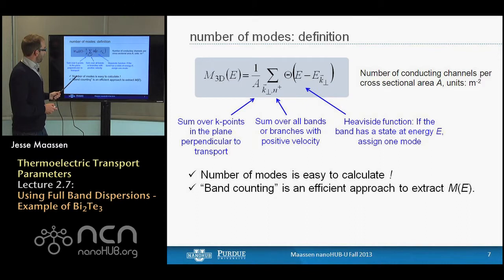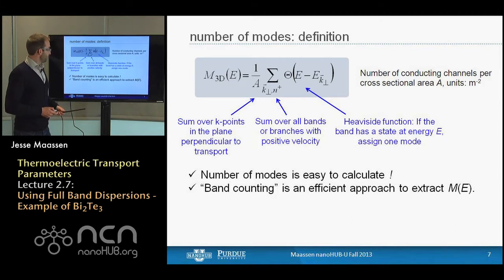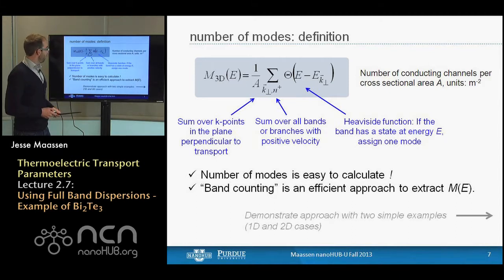Okay, so the number of modes is easy to calculate, as I'll show soon in the next couple of slides. And we use this so-called band counting approach, which turns out to be a very efficient way of calculating the distribution of modes. Okay, so next we're going to move on. We're going to demonstrate this approach with two simple examples. We'll do a 1D case and a 2D case.